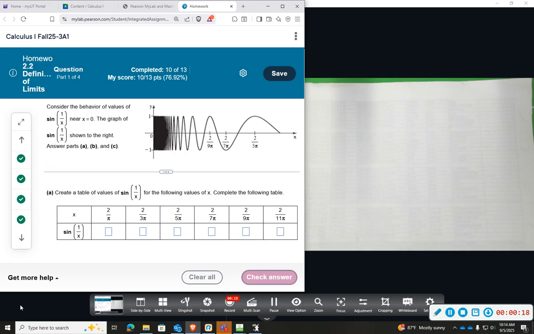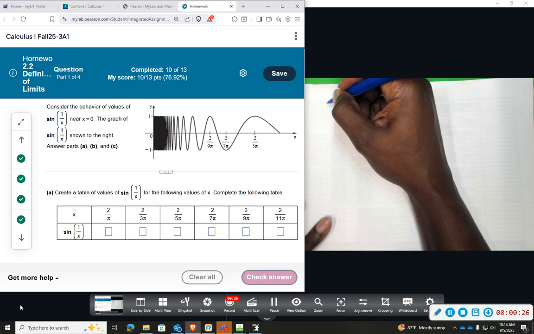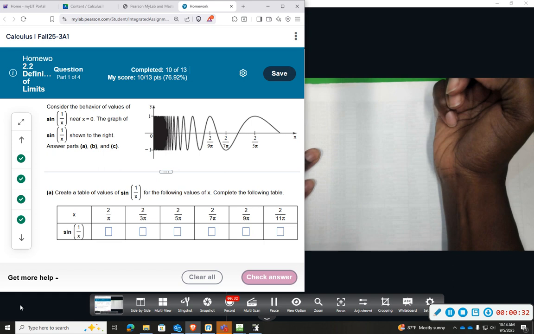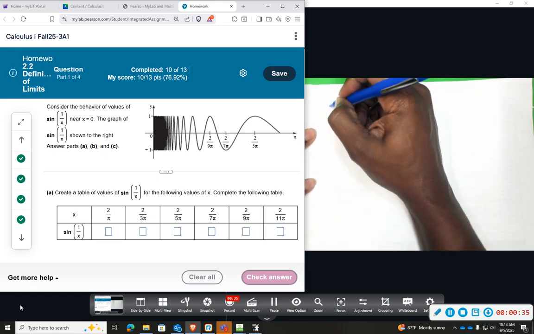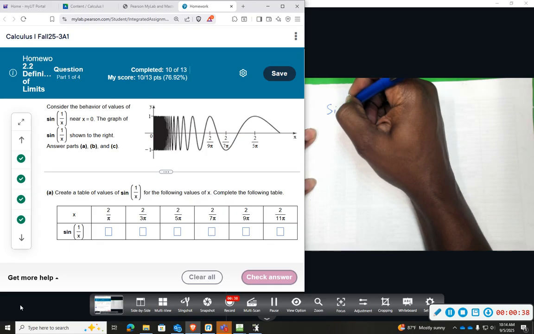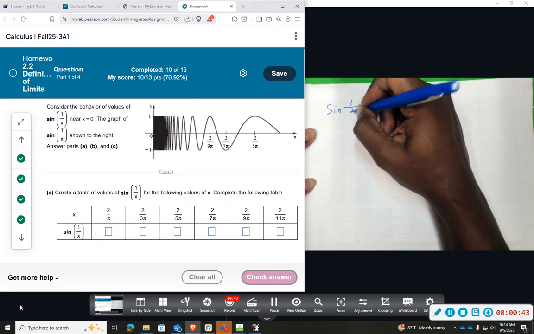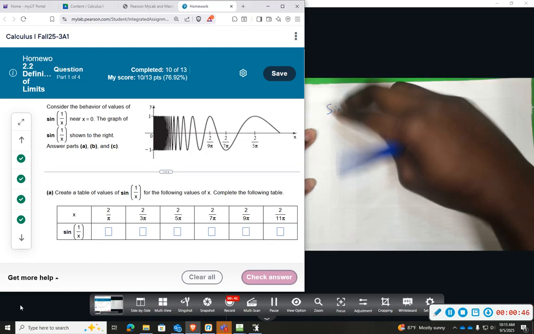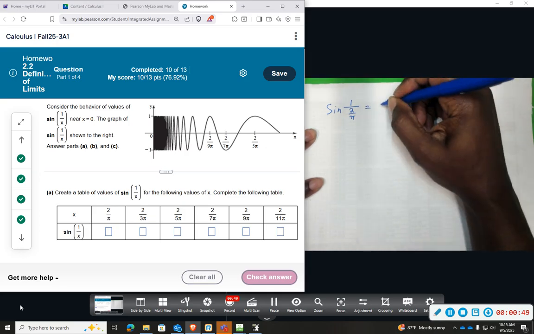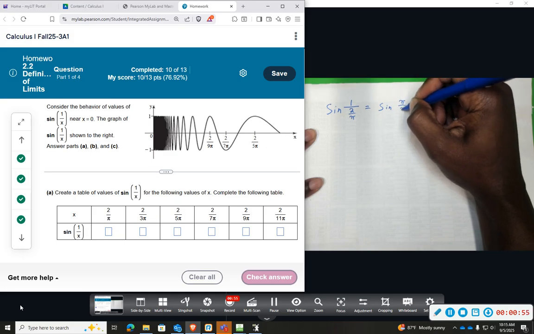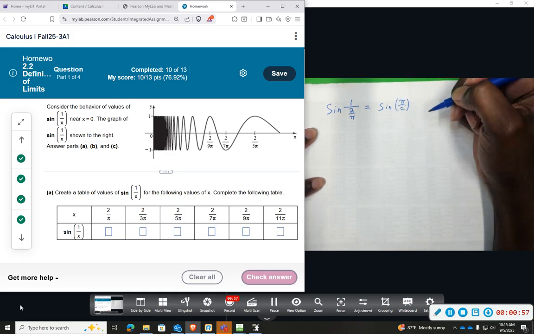So first we want to create a table of values, and you can see the table has given us sine 1 over x, and it gives us an x value. So I'm going to show you part 1, and then we'll plug in those values. We can do it by hand if they're on the unit circle, or we'll use a calculator. So first, if I do sine of 1 over x, and then I plug in 2 divided by pi, we multiply by the reciprocal, and so this is just equal to sine of pi divided by 2. Now pi over 2 is on the unit circle, so we can find that exact value.